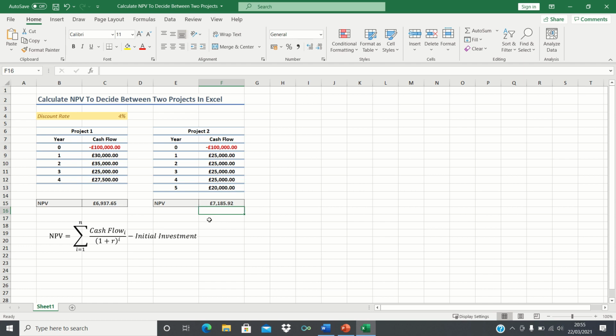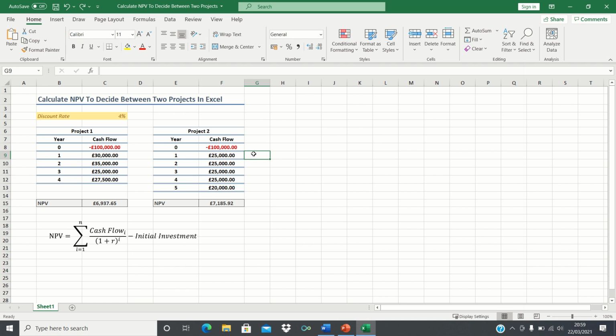Now you may be wondering how the net present value function works. Well, we first find the present value of all future cash flows by discounting each cash flow back to its present value, and then add up all of these figures. We then subtract the initial investment to give the net present value. Let me demonstrate how this works.